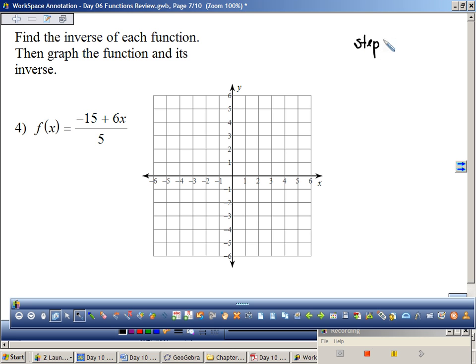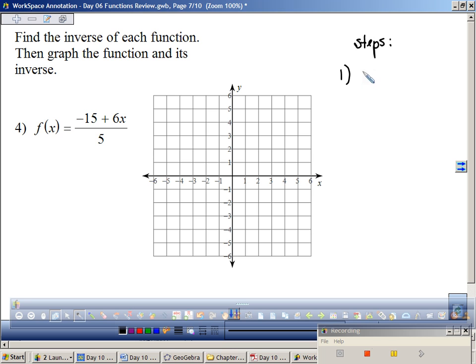So my steps. Whether you graph first or you do it algebraically first, steps are still the same. So my first step is to what? Common theme. Rewrite it. So I would rewrite this as y equals. Because my second step is to graph or do it algebraically, that makes a difference on how I'm going to go from here. So I'm going to graph first.